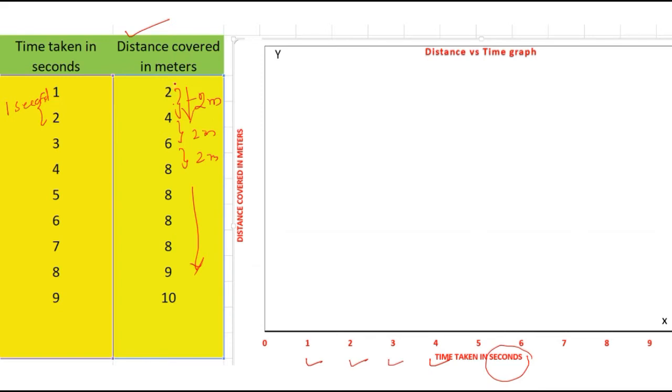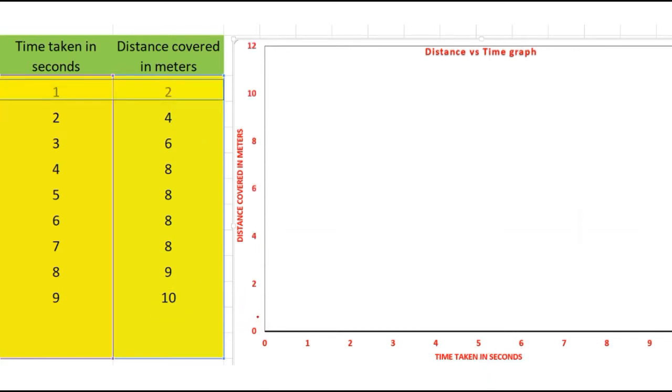So what is the minimum value? That is 2. The maximum value is 10. So accordingly, I will select a y-axis and write down all the scales properly here. So I have taken 2 divisions, right? From here to here, it's 2 meter. Now we'll go for the first value.